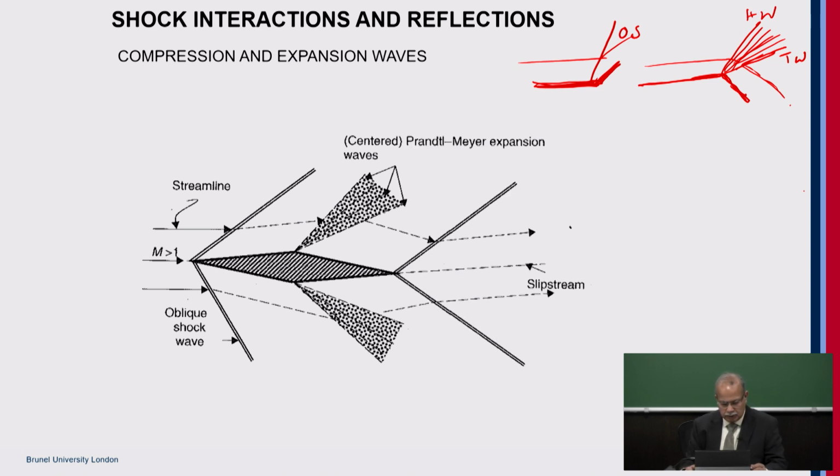Now, what will happen when an oblique shock encounters a solid boundary, a solid wall? What will happen when an oblique shock encounters a free boundary? What will happen when an expansion fan encounters a free boundary? So these are the three cases which we are going to look at at a global level, at the surface level, for us just to know what will be happening there. That's what we'll be looking at.